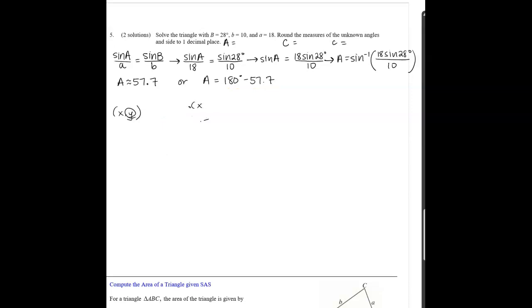Why? Again, quick picture. If this is 57.7 degrees, we got that answer because the y coordinate was what it was. Well, the y coordinate's the exact same thing over here. That second angle is 180 minus 57.7. So when we take 180 degrees and subtract 57.7, we get that the second possibility for capital A is 122.3 degrees.